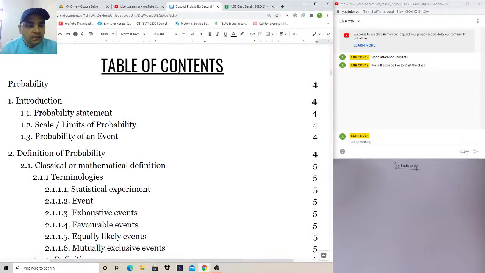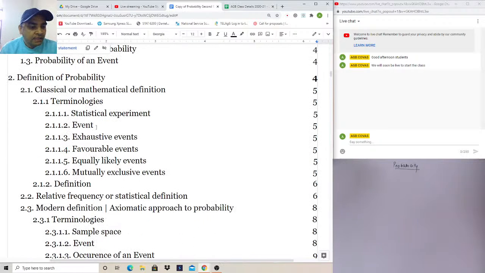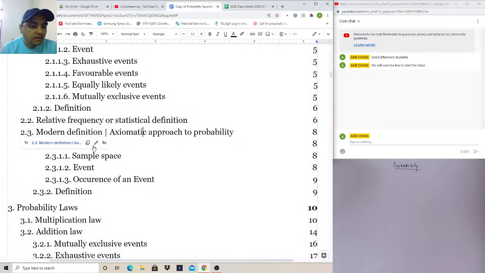And in this probability chapter, what will we be learning? We will be learning the introduction, then the definition of probability. There are three types of basic definitions of probability: the classical or mathematical definition, then the relative frequency or statistical definition, and the third one is the modern definition or the axiomatic approach to probability.